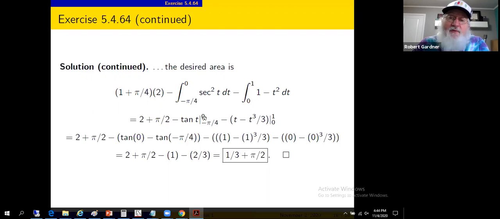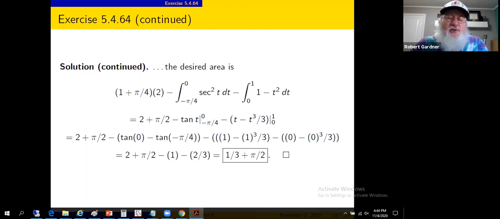We'll evaluate that from lower to upper bounds, -π/4 to 0. Anti-differentiate this polynomial, so that's easy enough. t minus, add 1 to the exponent, divide, t cubed over 3, and t. Evaluate it from 0 to 1. Plug the numbers in, simplify.